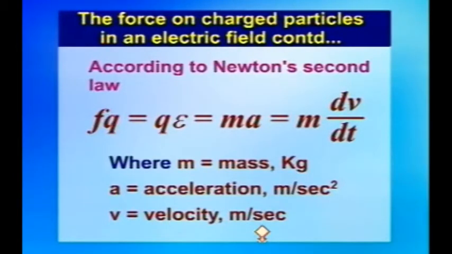In the above expression you have seen ma is equated to m into dv by dt, because a stands for acceleration, which is nothing but differentiation of velocity with time, so that is given as dv by dt here. The solution of the previous equation can be obtained by considering the initial conditions. So first of all we have to identify what the initial conditions are.